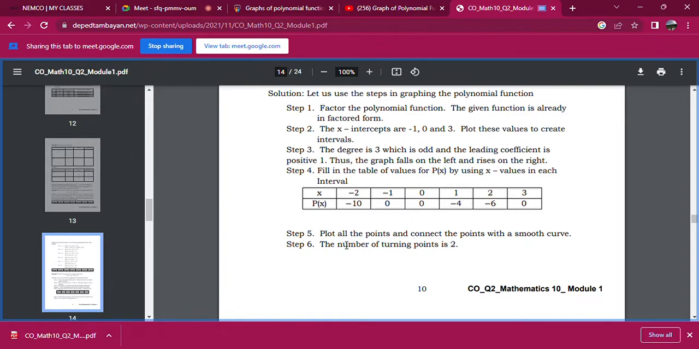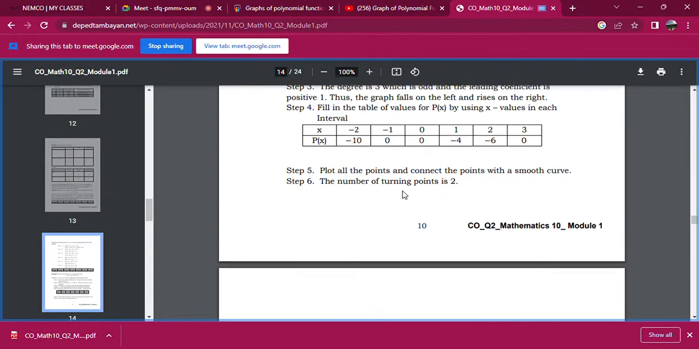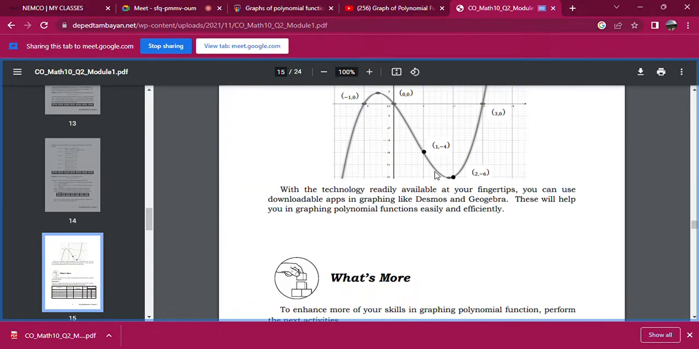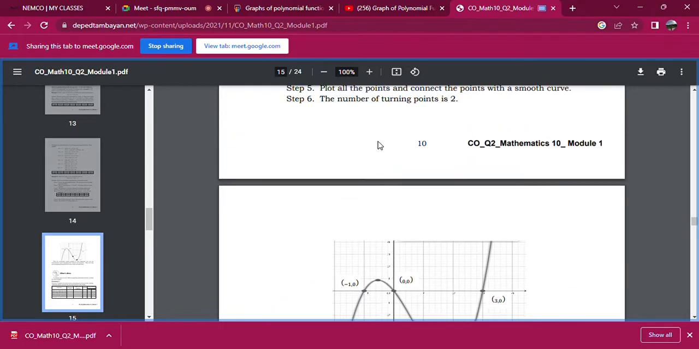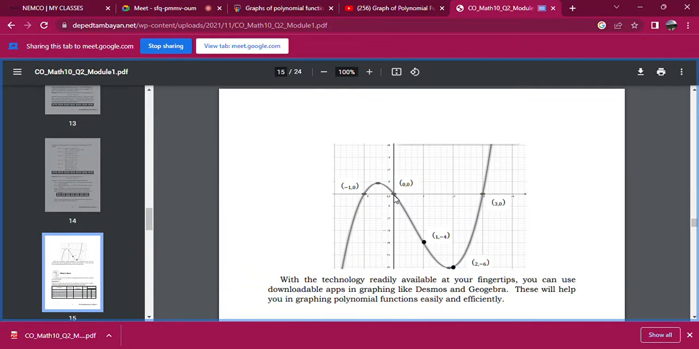And then step 5 is to plot all the points and connect the points with a smooth curve. So naata diri negative 2, negative 10. Una na to si 0, 0. So, sa ato graph, kini siya is our y-axis. Kini siya is our x-axis. So, kining naa diri pa right, this is positive. Ang pa left is negative. Pasaka sa taas is positive. Paubos diri is negative. So, si 0, 0, narata diri.